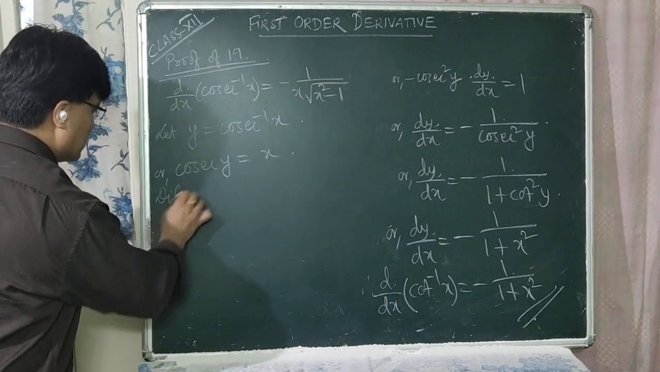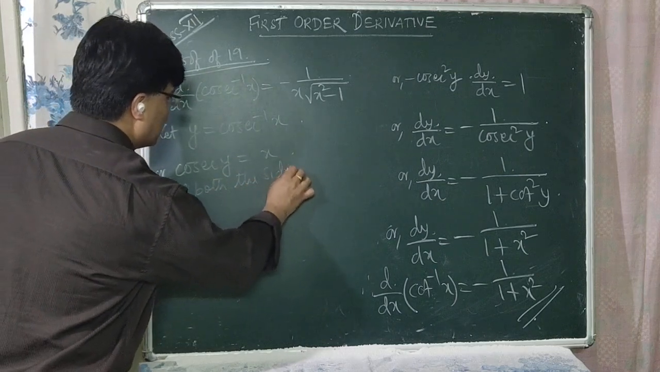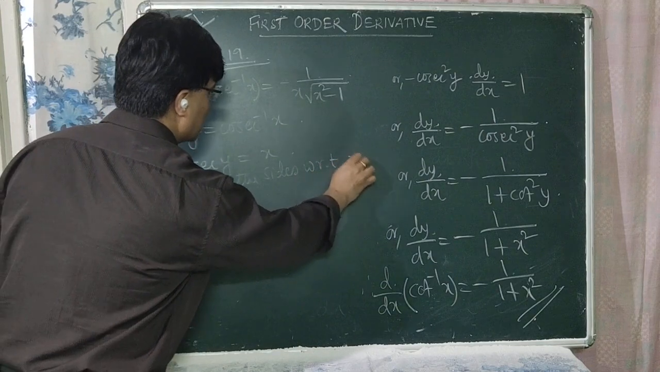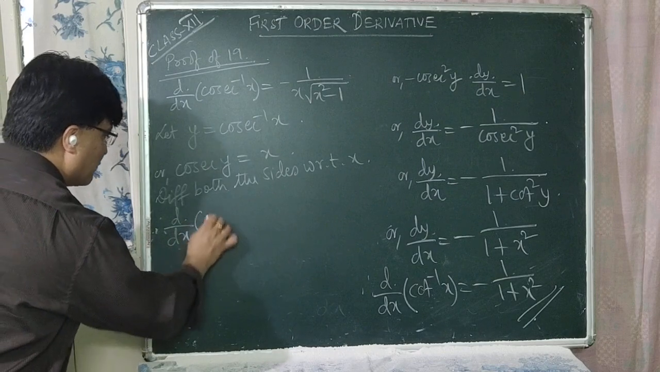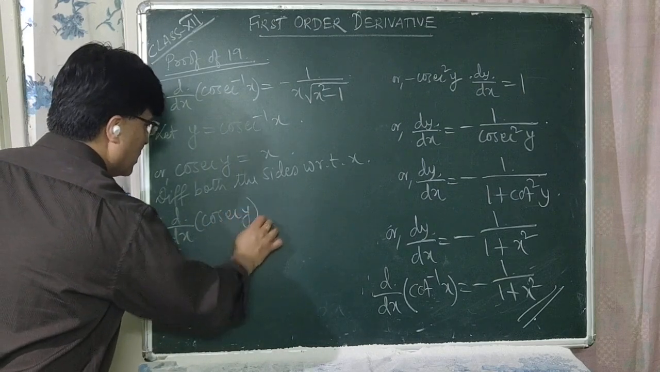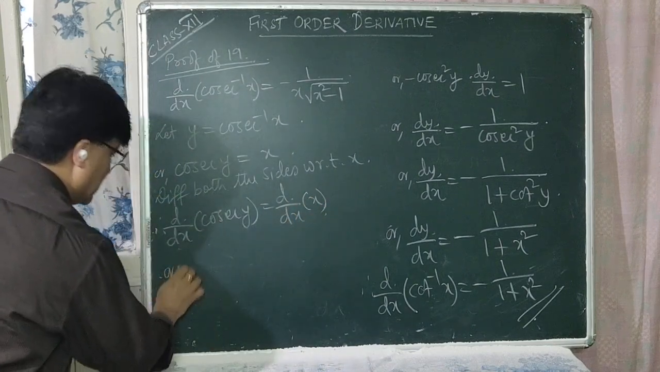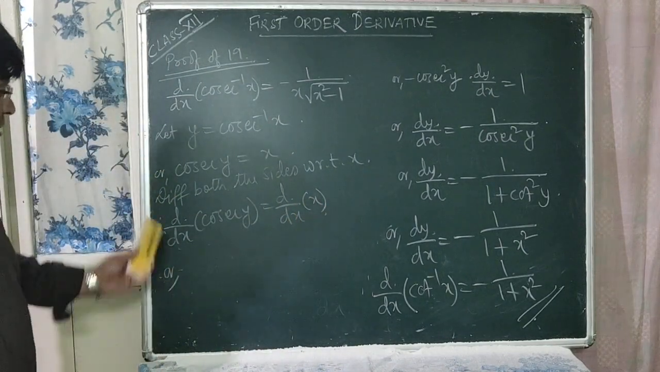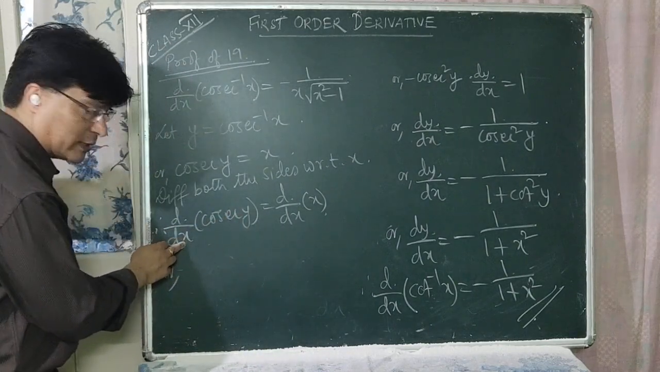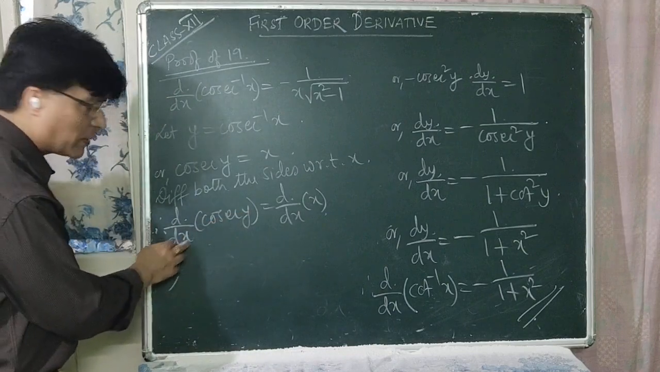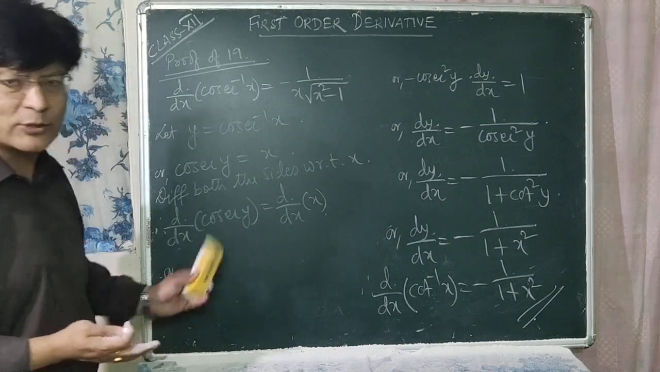Now let us differentiate both the sides with respect to x, right? So therefore d/dx of cosec y is equal to d/dx of x, okay? Now how can you differentiate this left hand side? This is differentiation of cosec y but with respect to x. Here it is y but with respect to x. Let us take this y as x. So it is cosec x.